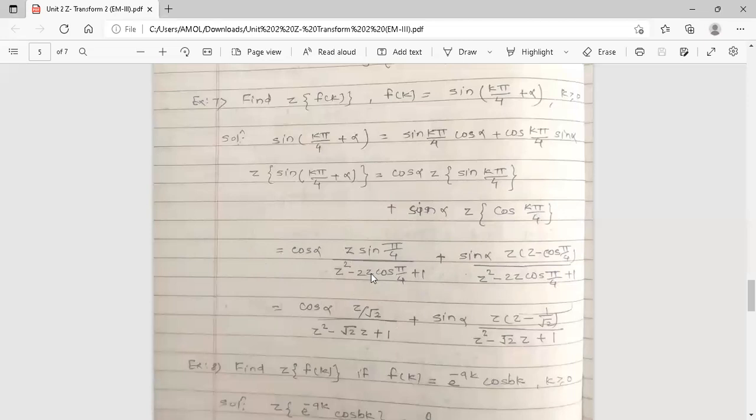Okay, now simplify this. Cos alpha as it is, z as it is, sin pi by 4, sin 45 is 1 by root 2, upon z square minus 2z cos pi by 4, which means 1 by root 2. So 2 upon root 2 is root 2. It is z square minus root 2 z plus 1, plus sin alpha, numerator z into (z minus cos pi by 4, 1 by root 2 again), bracket complete, upon z square minus 2z cos pi by 4, 1 by root 2 into 2, so the middle term is root 2 z, plus 1. Okay, so this is your answer, the Z transform of sine (k pi by 4 plus alpha).